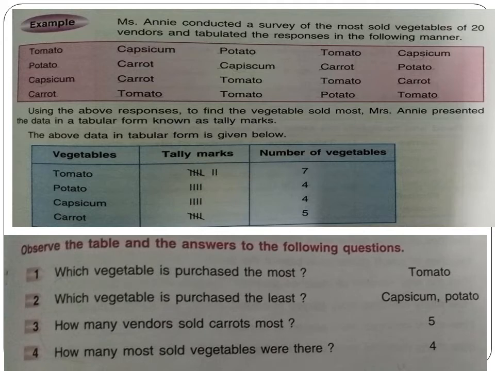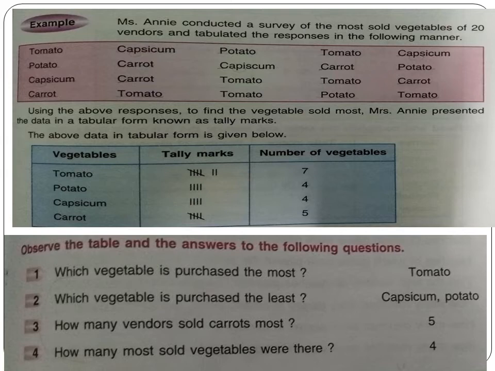Next, observe the above and answer the following questions. So from this above tabulation you have to answer the following questions. Which vegetable is purchased the most? Can you tell me from this tabulation? Yes, it is tomato. Next, which vegetable is purchased the least? Least means less. It is capsicum and potato. Yes, why? Because it is only 4.